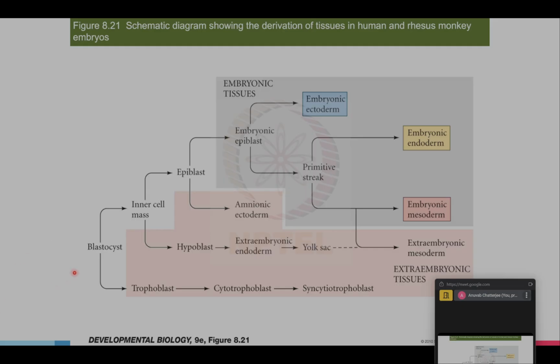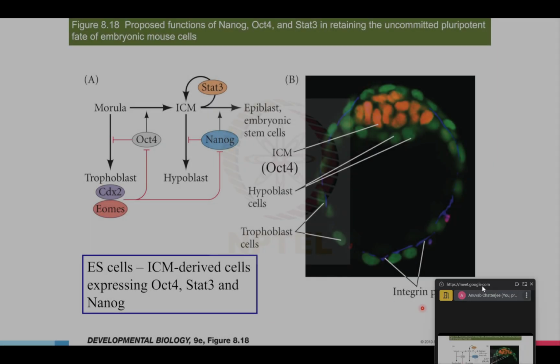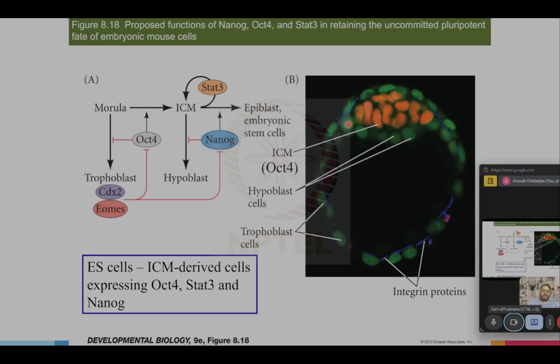But where does this stemness or the stem cell characteristic come from? It comes from these genes. So here we have a very nice image showing the different parts. Here it is our inner cell mass, this is our hypoblast cells, this is our trophoblast cells surrounding the entire thing, and these cells are the ones we are talking about. So at the morula stage we divide into ICM and trophoblast. After the morula stage, the trophoblast activates the genes CDX2 and EOMES, so these are differentiated cells now.